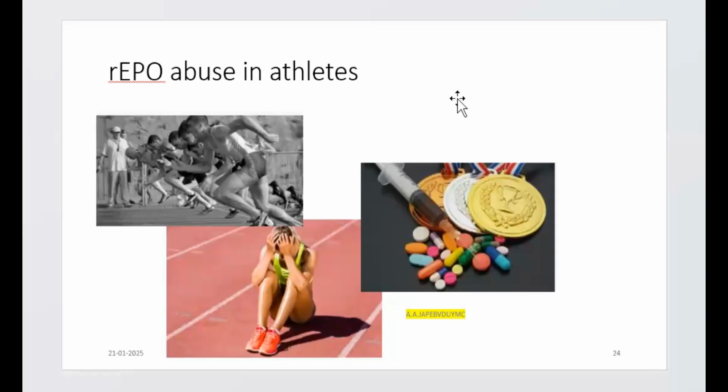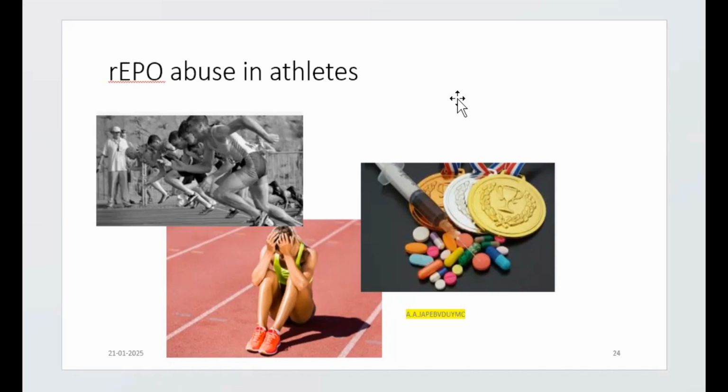Now, let's come back to today's discussion, where I want to share a slide with you. Yes. Now, what do we see in the slide? It is the EPO abuse in athletes. That is what is, you can say, a news item. It was in the news earlier, or in most of the international games, you find such news.